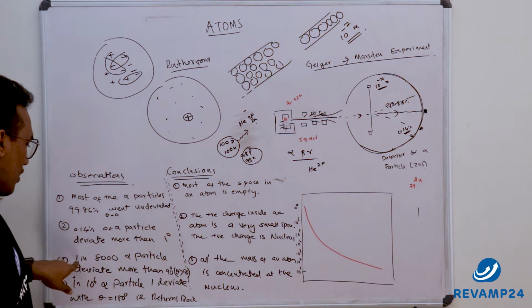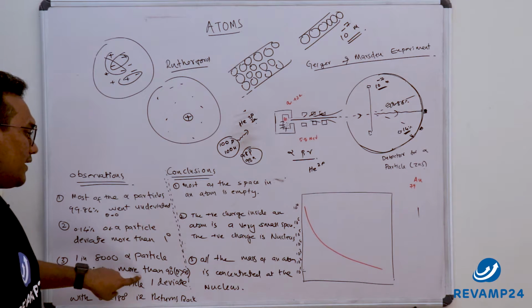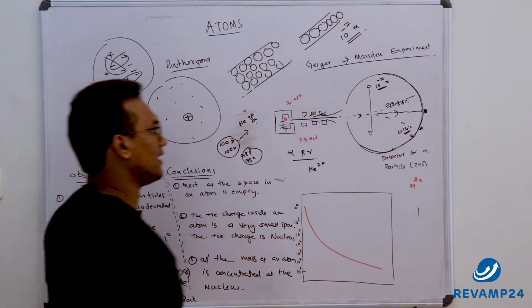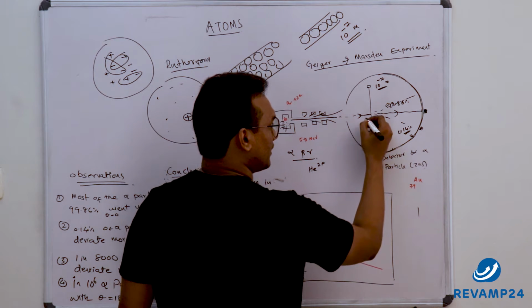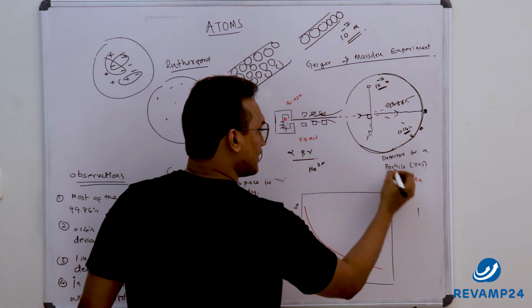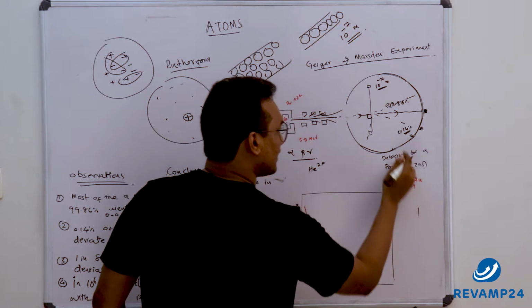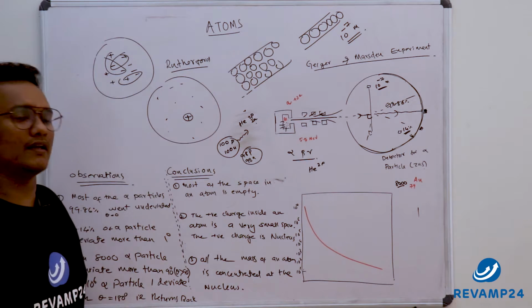The next thing is that 1 in 8,000 alpha particles deviated by an angle of more than 90 degrees. So what is 90 degrees? This is the incoming radiation, right? That is the alpha particles. This one is 90 degrees. Above 90 degrees, if you take 8,000 illuminations here, out of that only one is coming in this direction. That is more than 90 degrees.